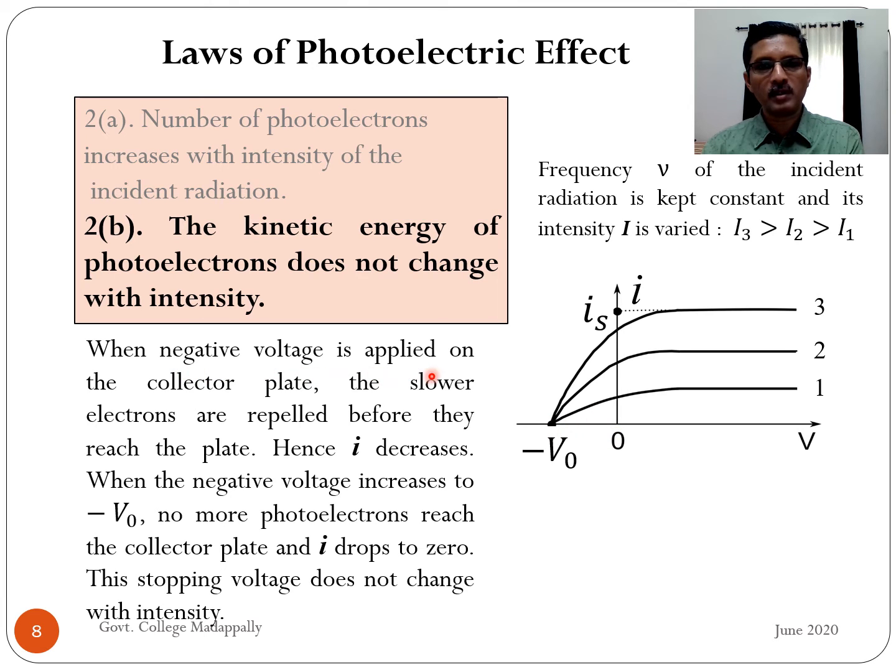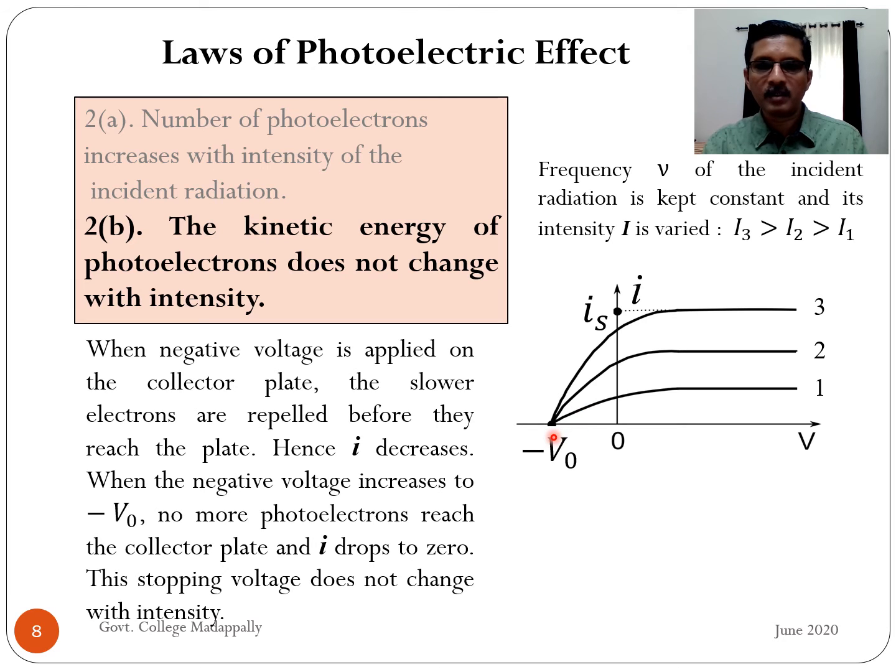As the negative voltage is applied on the collector plate, the slower electrons are repelled before they reach the plate. Let us say 100 electrons are emitted per second. They may have different kinetic energy. Initially we apply 0 voltage and around 60 electrons reach the collector plate, according to our imaginary example. Now if we apply negative voltage at the collector plate, more electrons will be repelled before reaching the collector plate, so the photoelectric current decreases. From here to here, photoelectric current decreases. As we increase the negative voltage, more and more electrons will be repelled, so the photoelectric current will decrease.